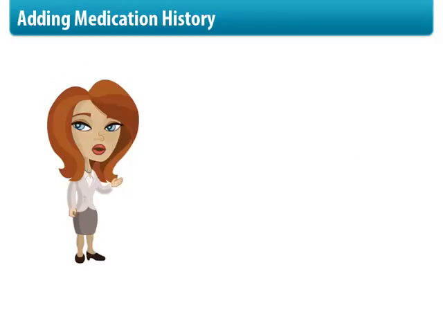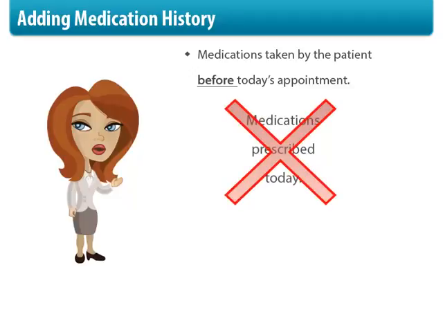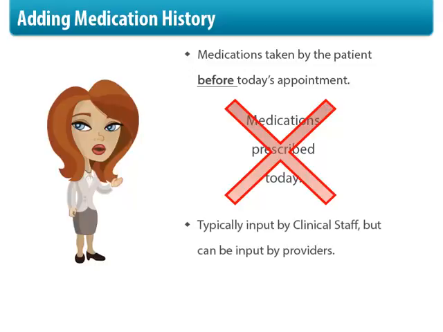Medication history is defined as any medications that the patient is taking when they walk into the clinic for their appointment. This does not include any medications prescribed during the appointment. In most clinics, a patient's medication history is input by the clinical staff during the intake process. However, if the patient does not disclose a medication to the clinical staff but does tell you about it, you may need to add a medication history item.